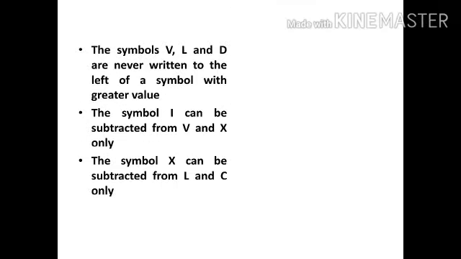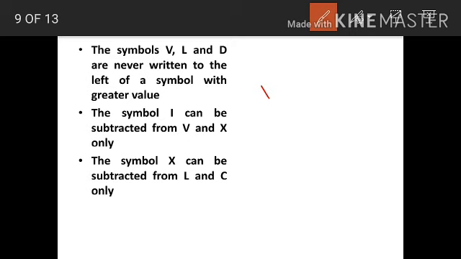Our next rule is that the symbols V, L and D are never written to the left of a symbol with greater value. That means we can never write V, L or D to the left of a symbol with greater value. For example, we cannot write VX. This is wrong.